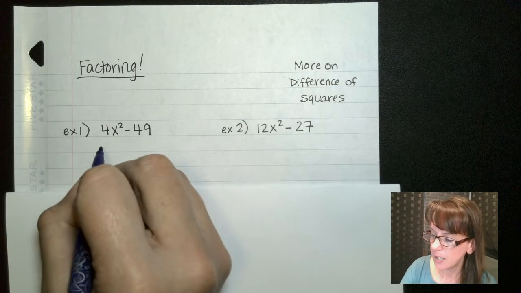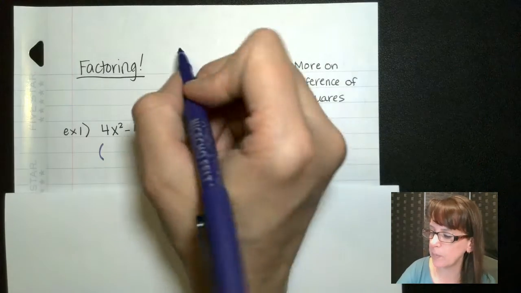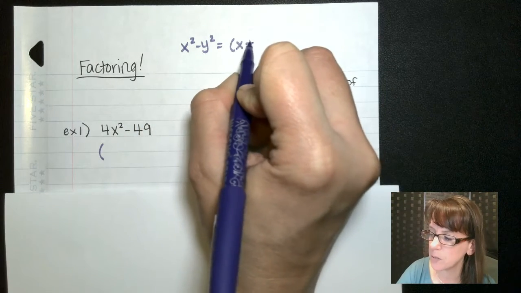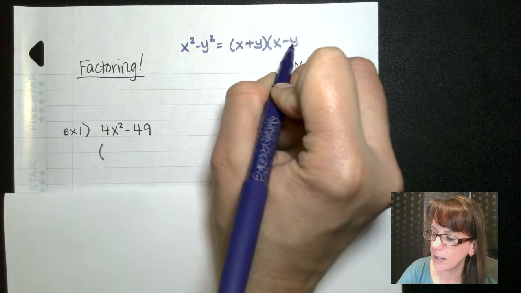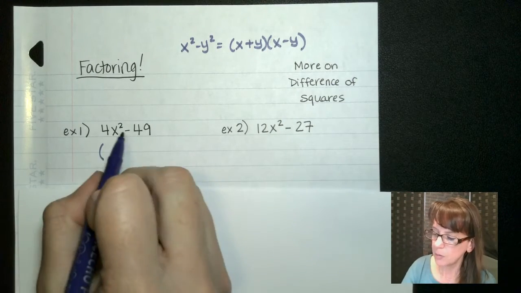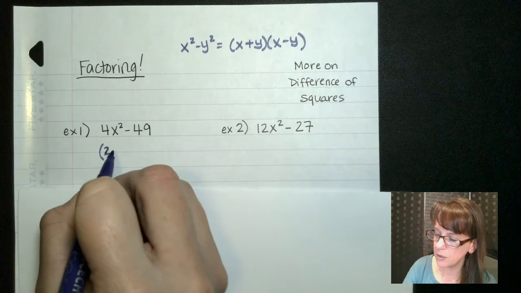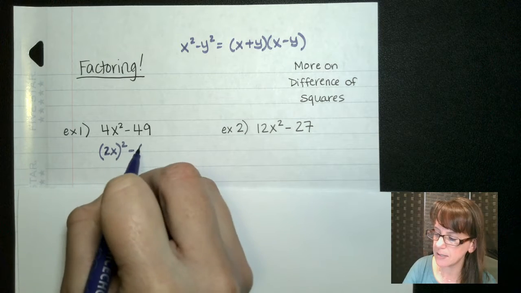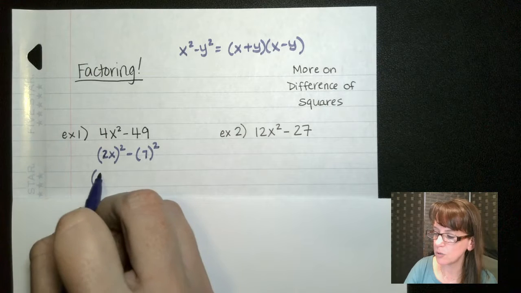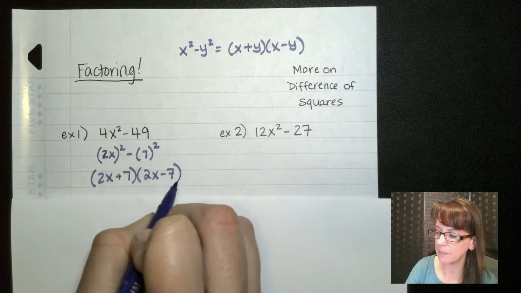Here we have... so what I want is something squared minus something squared. Just a quick reminder, x squared minus y squared factors down to x plus y, x minus y. Now the plus or the minus can come in the front or back, doesn't matter. So this guy right here is really 2x squared minus 7 squared, which means that this factors down to 2x plus 7, 2x minus 7, okay?